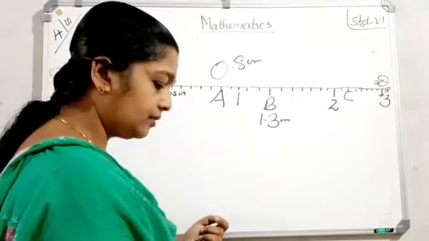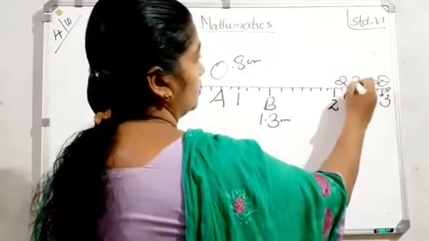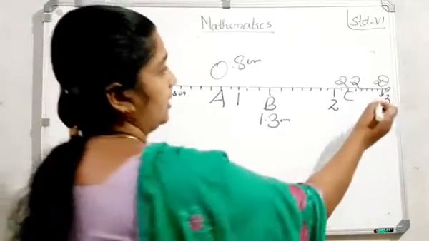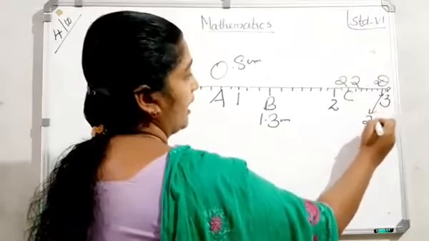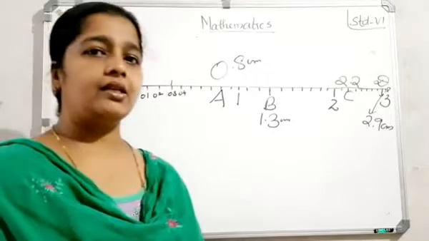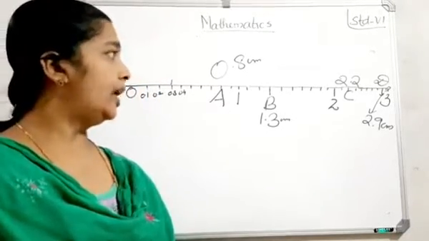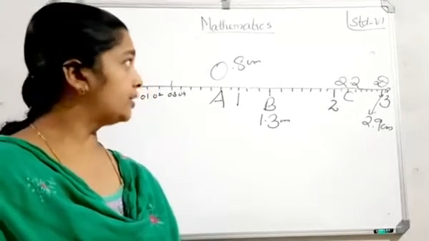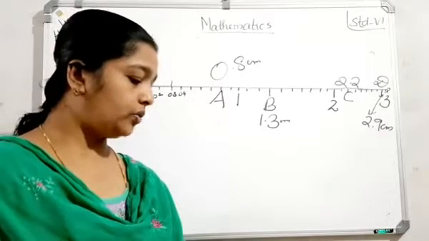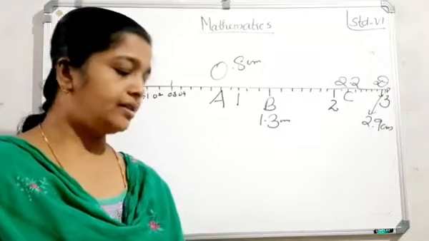Next C. C here is 2.2. Next D. D, where? Here. This is 2.9 centimeter. All of you understand that? Once more. A equals 0.8 centimeter. Then B equals 1.3 centimeter. Next, C equals 2.2 centimeter. And D equals 2.9 centimeter.